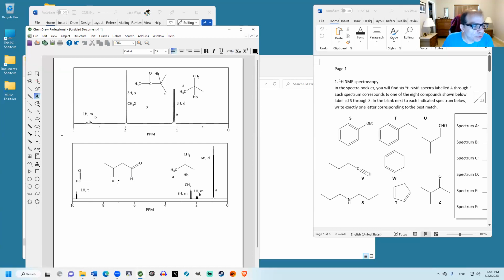The A protons are over here in the methyl groups. The unique B proton is up here. And then our CH2 is over here. So in other words, we're looking at compound U.